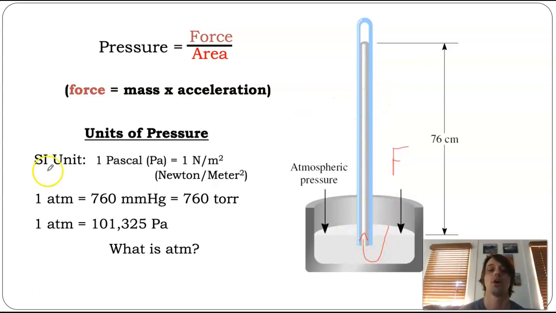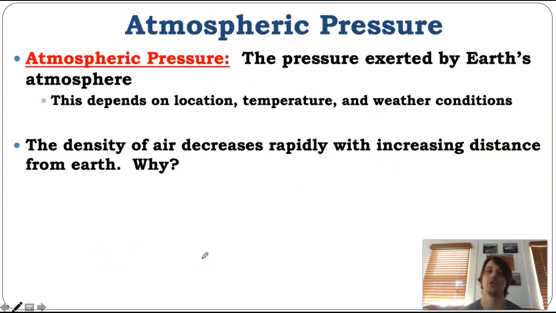We're going to focus on a common unit of pressure, the atm, because that's going to be one of the more common units that we discuss in this unit. So, atmospheric pressure. This is the pressure exerted by Earth's atmosphere. And this depends on a lot of things. It depends on temperature, it depends on location, it depends on weather conditions, it controls weather conditions. So this is how they predict weather patterns.